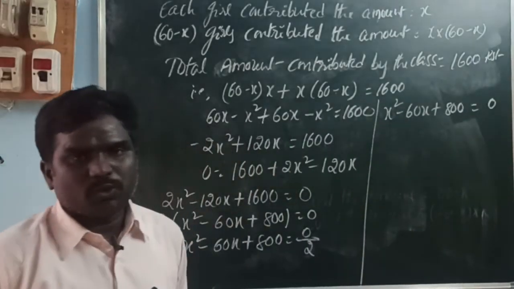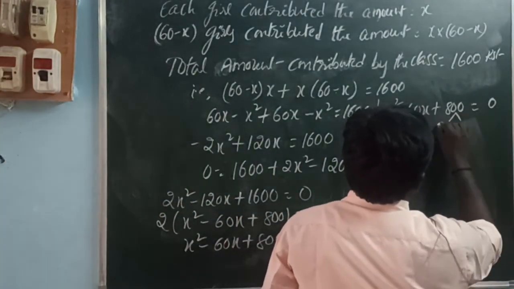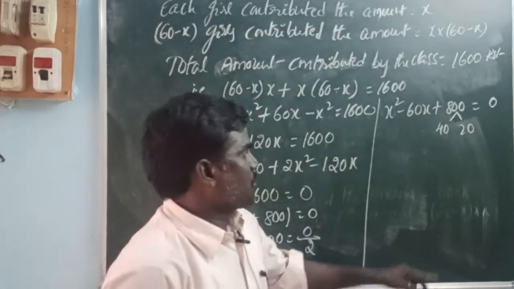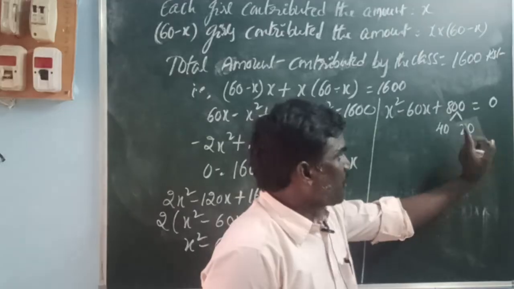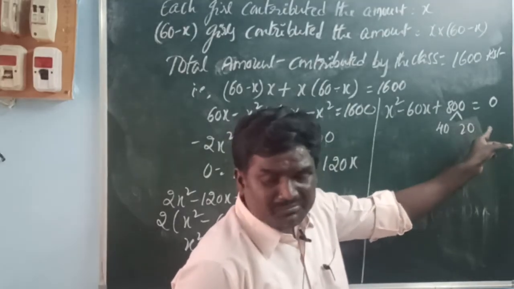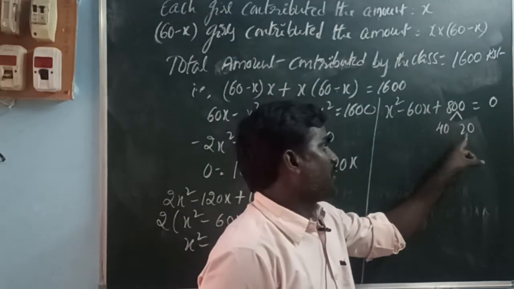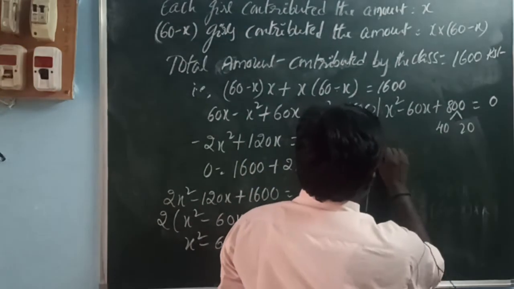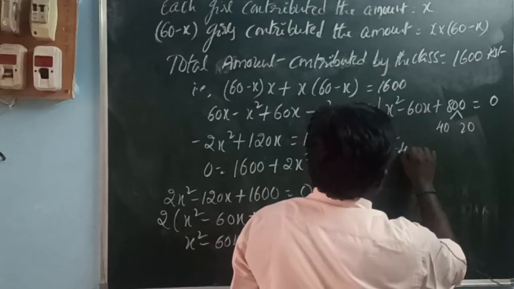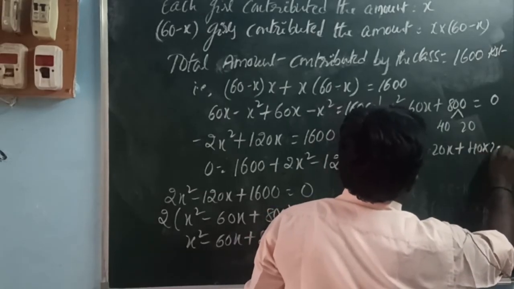So 800 we can write as 40 into 20. 40 plus 20 is how much? 60. So which factors do we take? Their product gives 800, and their sum gives the middle term 60. So 40 into 20 is 800, 40 plus 20 is 60. In place of 60, we can write 40 and 20, so that is x square minus 40x minus 20x plus 40 into 20 is equal to 0.